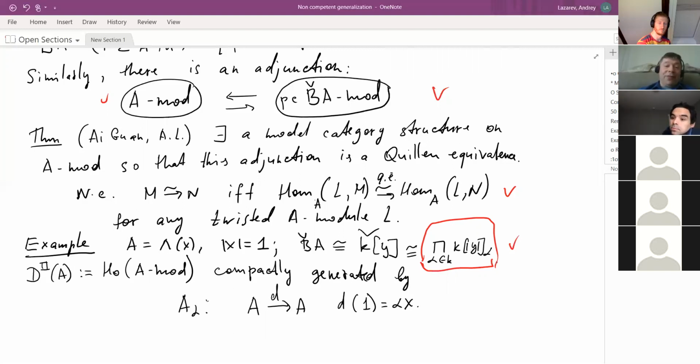And they're given by complexes of length 2 such that d of 1 equals alpha x. Notice that all of them are acyclic. So in the usual derived category, they will be trivial.